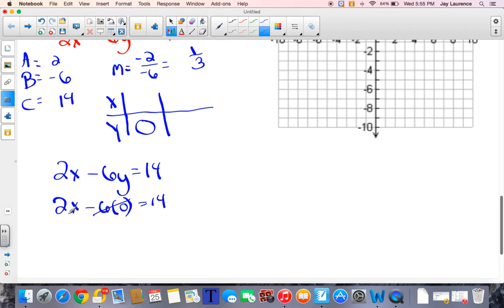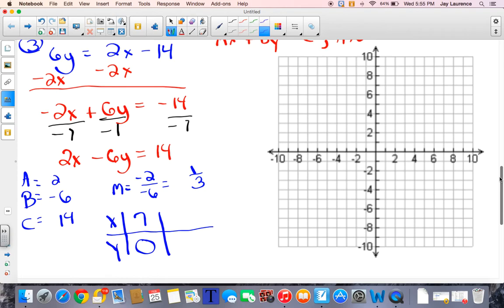equals 14. And so I'll have 2x minus 6 times 0 equals 14. Those will cancel. 2x minus 0 is 2x. We'll get 2x equals 14, and I'll divide by 2. Get x equals 7. So my x-intercept is at 7, 0. Can you do it right in your head and go right to 7, 0? Sure you can. If you know how, you go ahead and do that.